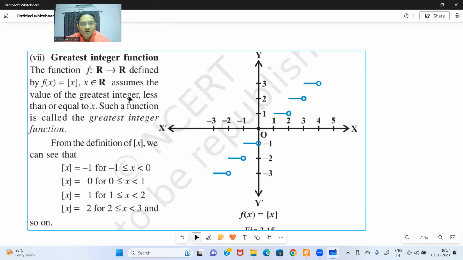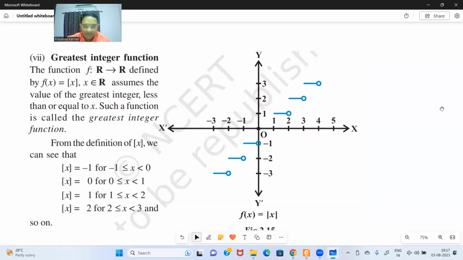Okay, now let's look at one of the most important functions, the greatest integer function next. This is the one which students sometimes find difficult, and sometimes it's a favorite question for the teachers.